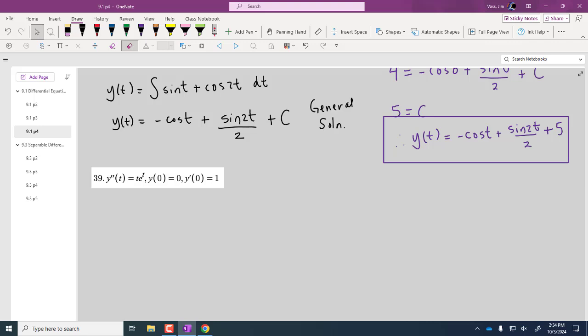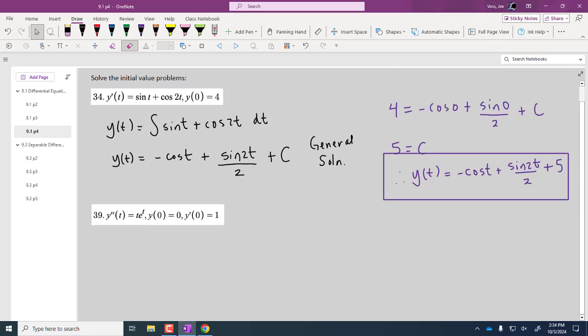Do we have to rewrite the equation, or is finding the general solution and finding c enough? If the question says what is the particular solution, you should rewrite it with the constant in it. Yeah, if you're trying to find the particular solution.